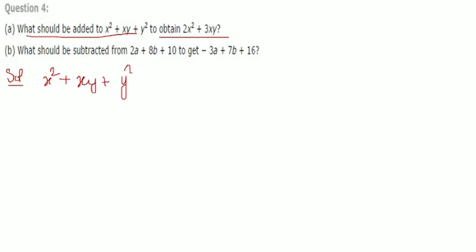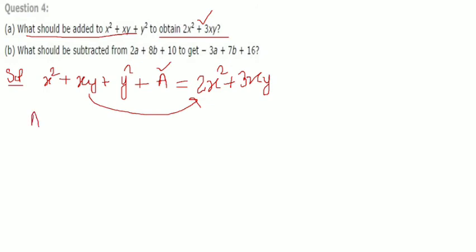These are in x and y forms. So suppose we need to add capital A. Suppose the required term is capital A. What we have to get? This to obtain means this is the answer which we will get. Now, since A is the unknown, leave this A and shift this term to the RHS side. So I've kept the A here on the LHS side.